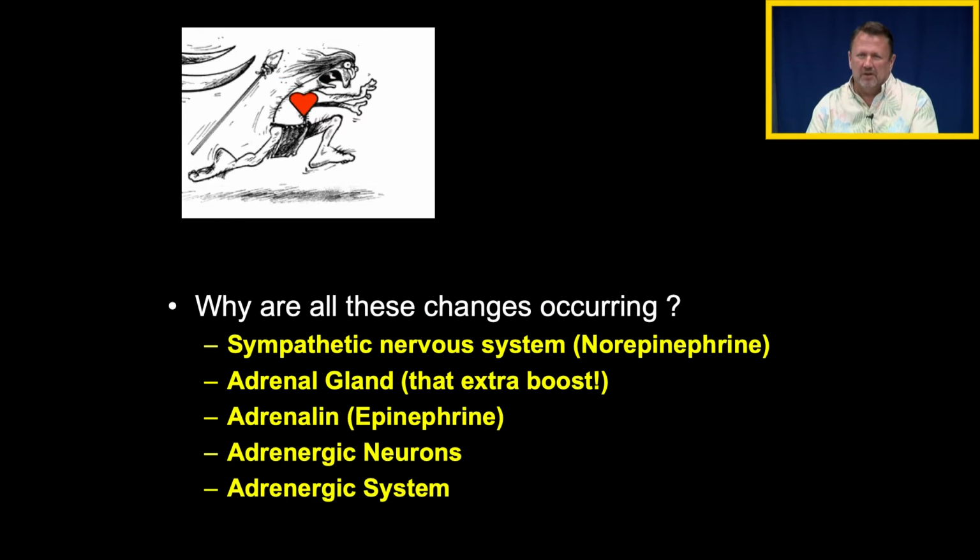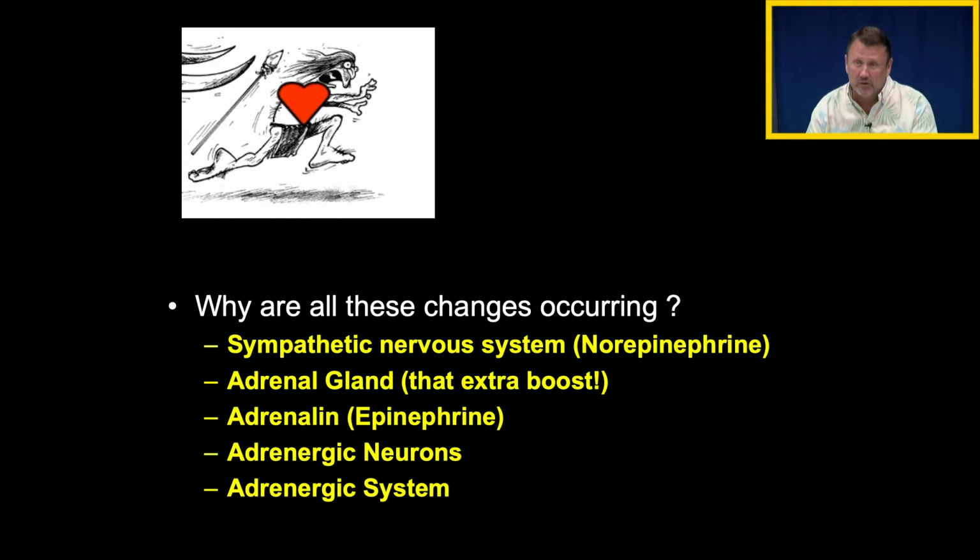And so why is all this occurring? The sympathetic nervous system, which uses primarily norepinephrine as the neurotransmitter as well as adrenaline. The adrenal gland gives adrenaline, epinephrine. That's why these are called adrenergic neurons in the adrenergic system. So adrenergic in this case means sympathetic nervous system.